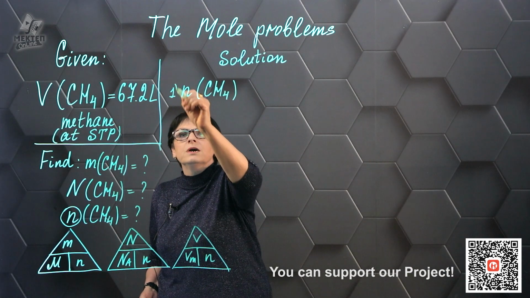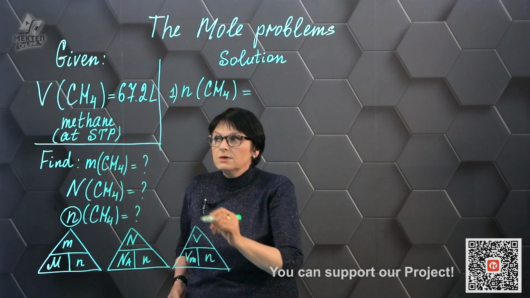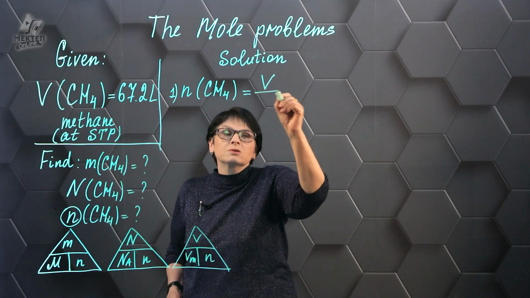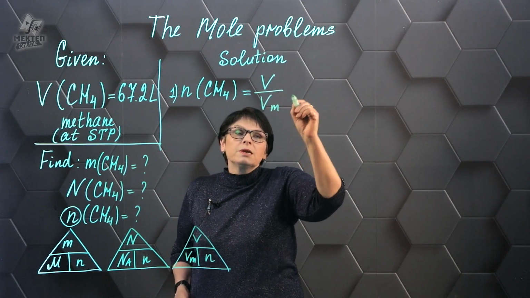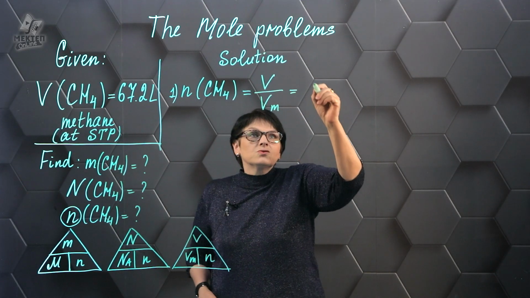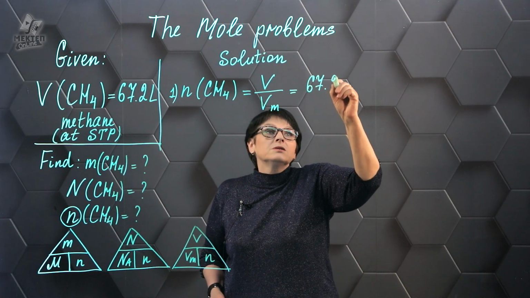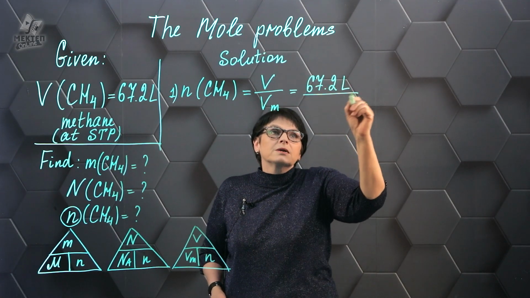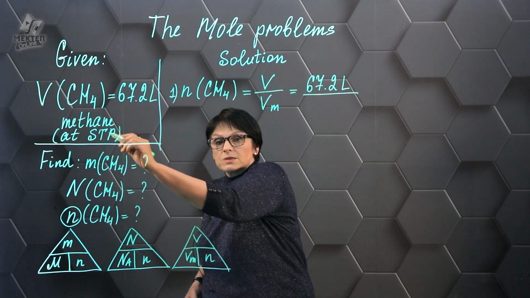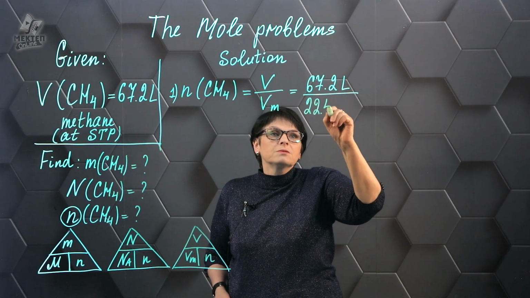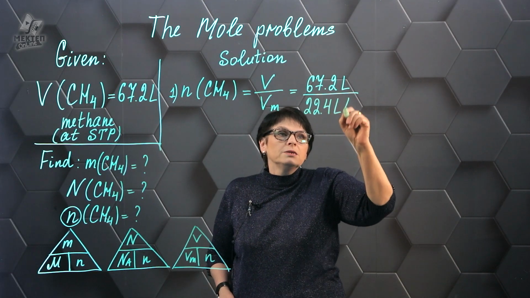This action will be the first one. To find it, and we are given the volume, we will proceed as follows. We divide the volume by the molar volume. Let's do the substitution. We've got 67.2 liters, and the molar volume under so-called normal conditions is a constant value and is equal to 22.4 liters per mole.